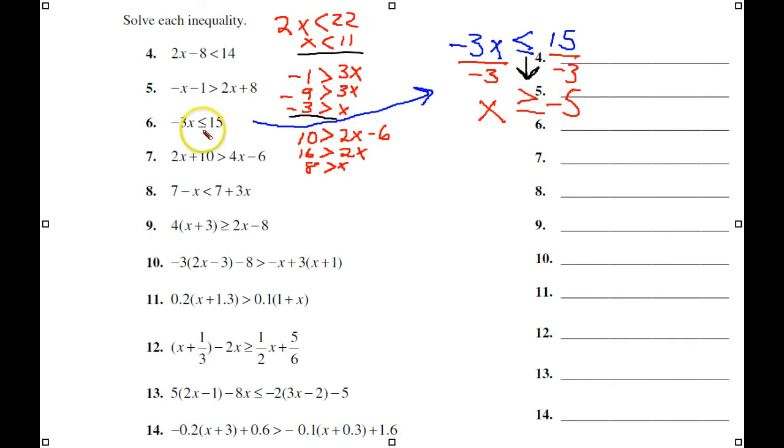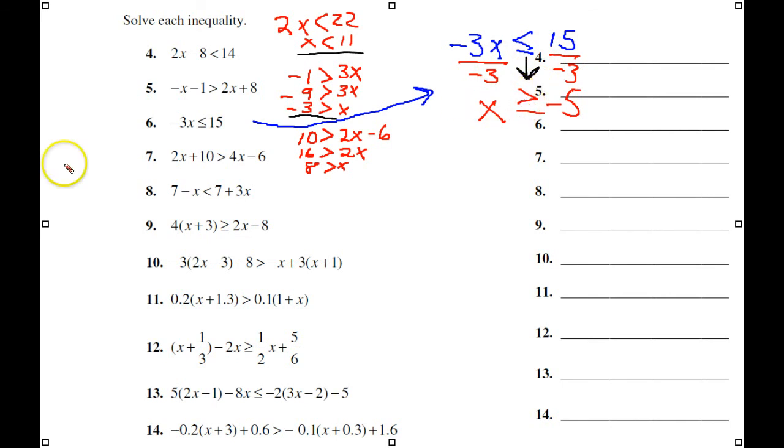That's the only thing we do different when we are working with inequalities. If we have to divide or multiply the variable by a negative, in order to keep the statement true, you must reverse the direction of the inequality sign.